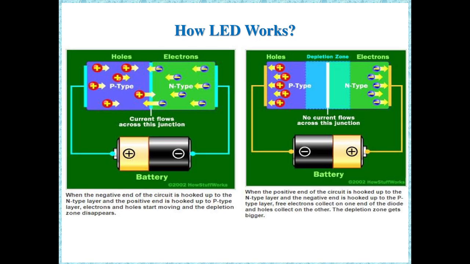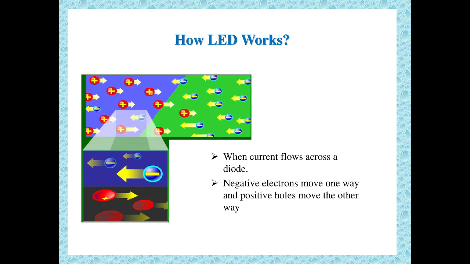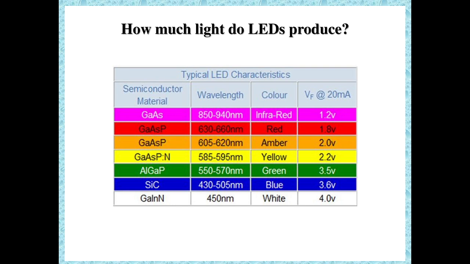How does an LED work? When the negative end of the circuit is hooked up to the n-type layer and the positive end is hooked up to the p-type layer, electrons and holes start moving and the depletion zone appears in the PN junction. In the same way, when the positive end of the circuit is hooked up to the n-type layer and the negative end is hooked up to the p-type layer, free electrons collect on one end of the diode and the holes collect on the other. The depletion zone becomes bigger. This is the principle of the LED. When current flows across the diode, negative electrons move one way and the positive holes move the other way.